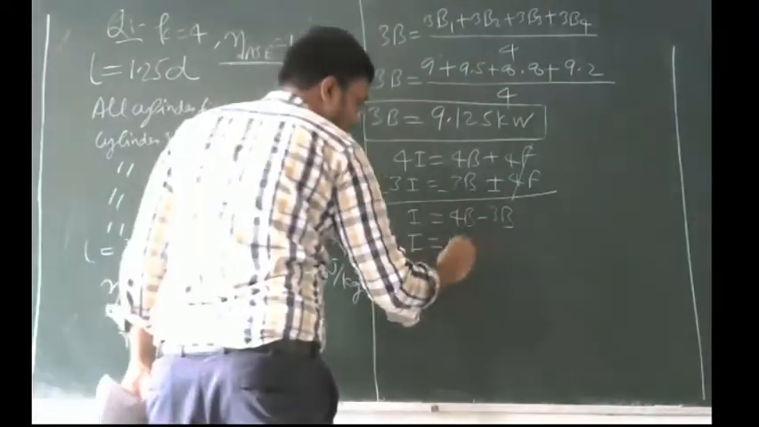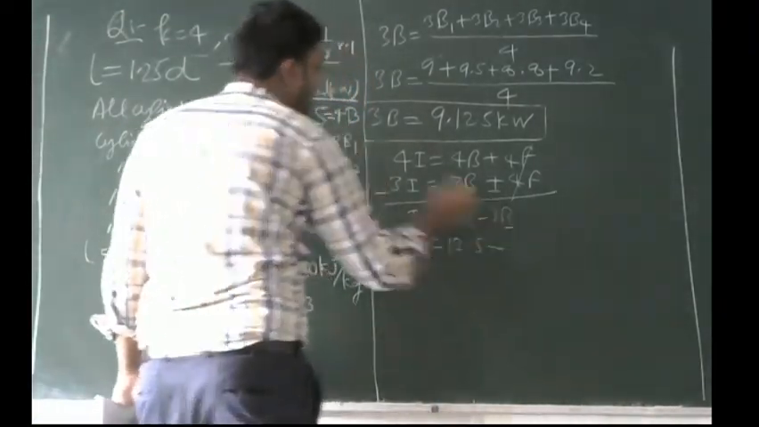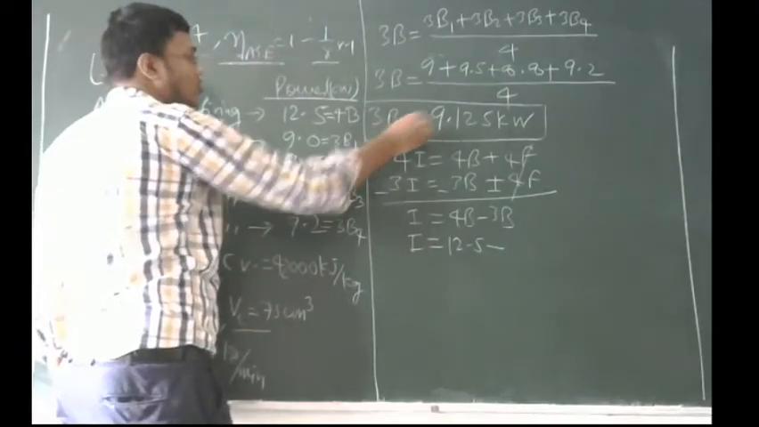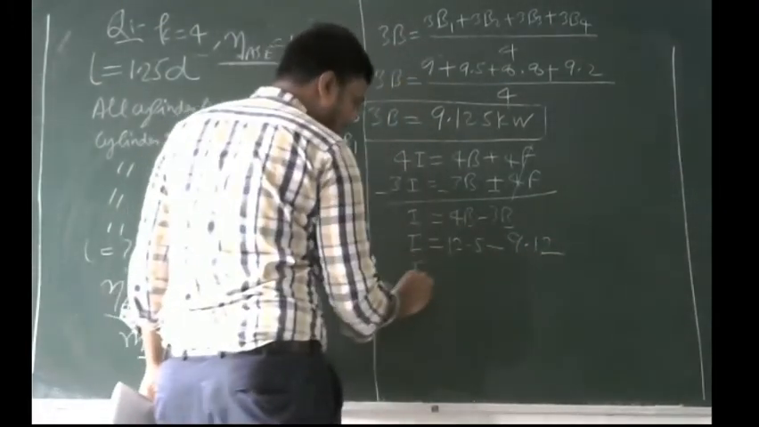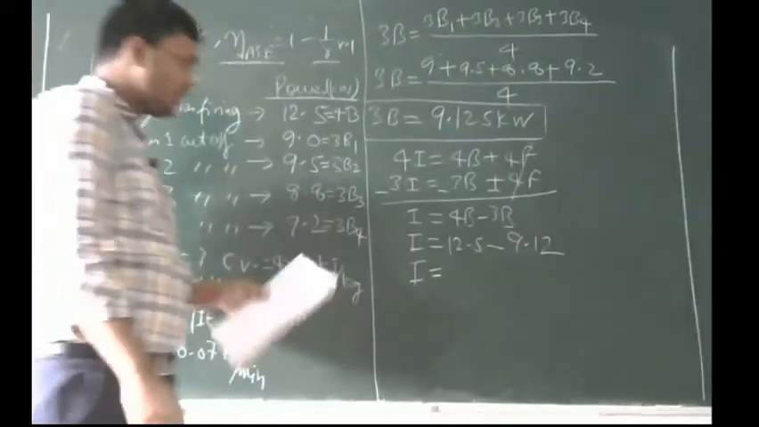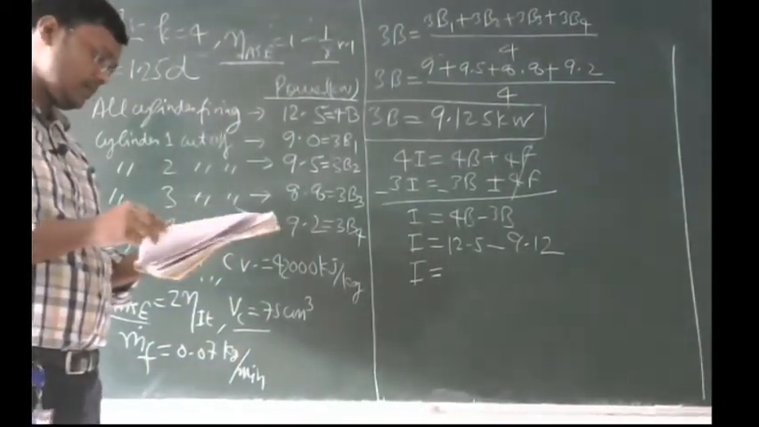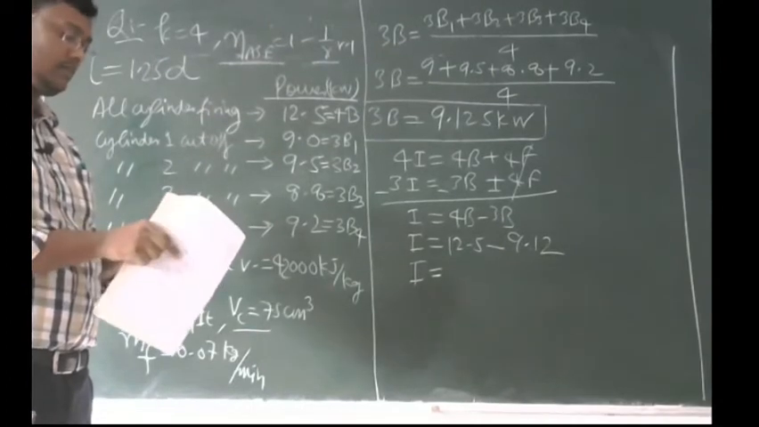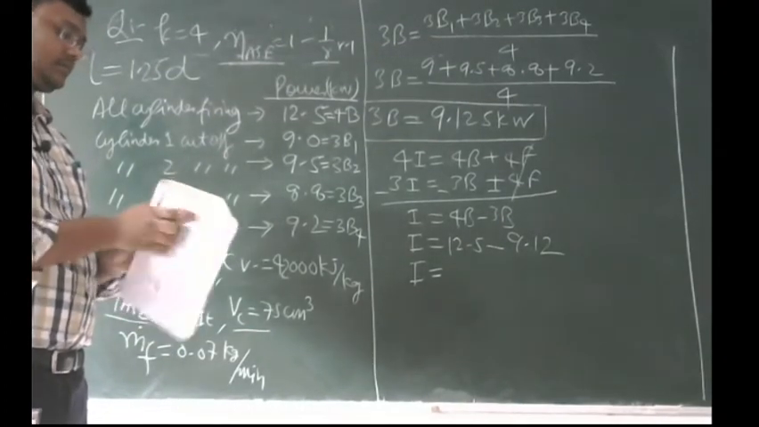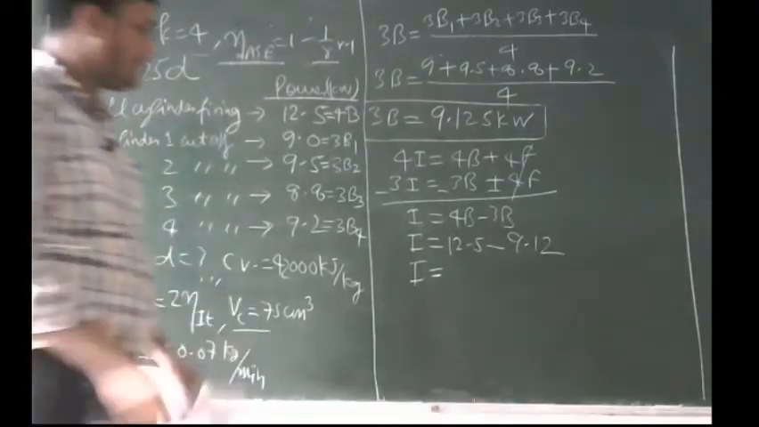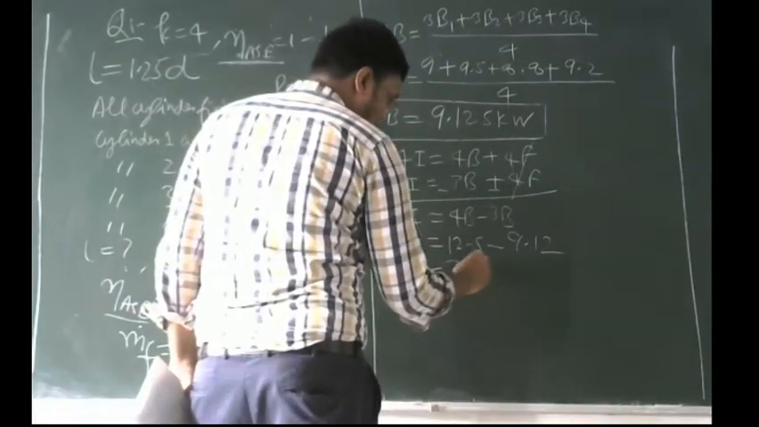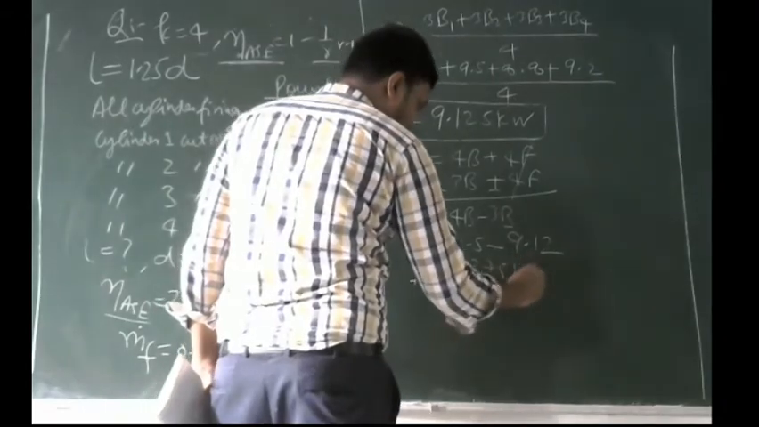So put here 12.5 minus the value of 3b. We have just converted the value of 3b, which is equal to 9.12. So we get the value of I, it will come equal to 3.375 kilowatt.